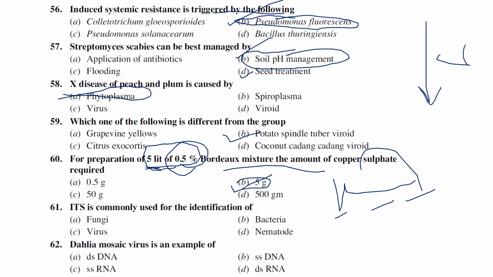The next one: ITS is commonly used for the identification of what? ITS is commonly recommended for the identification of fungi, bacteria, virus or nematodes. It is the most commonly used universal primer recommended for the identification of fungi. Dahlia mosaic virus is an example of what? They are asking about the genome. Simply, Dahlia mosaic virus contains a genome of double-stranded DNA.